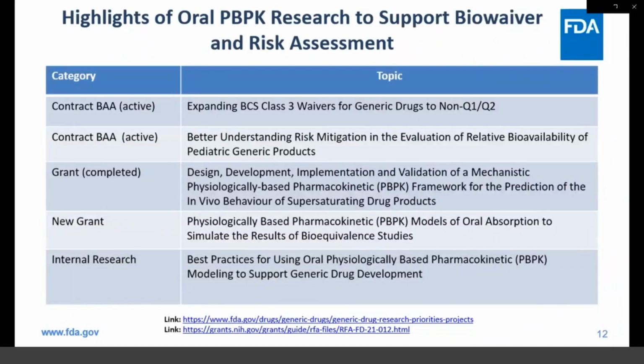This slide shows the highlights of oral PBPK research to support biowaiver and the risk assessment, including GDUFA-funded research projects, expanding BCS Class 3 waivers for generic drugs to non-Q1 and Q2 products, and internal research best practices for using oral PBPK modeling to support generic drug development.